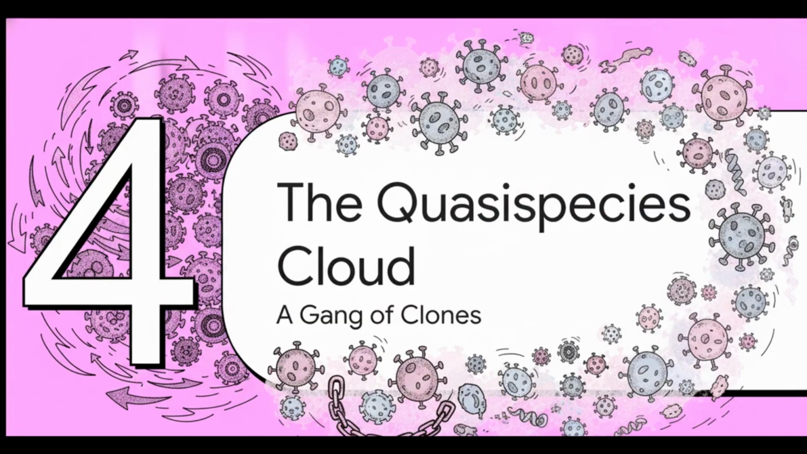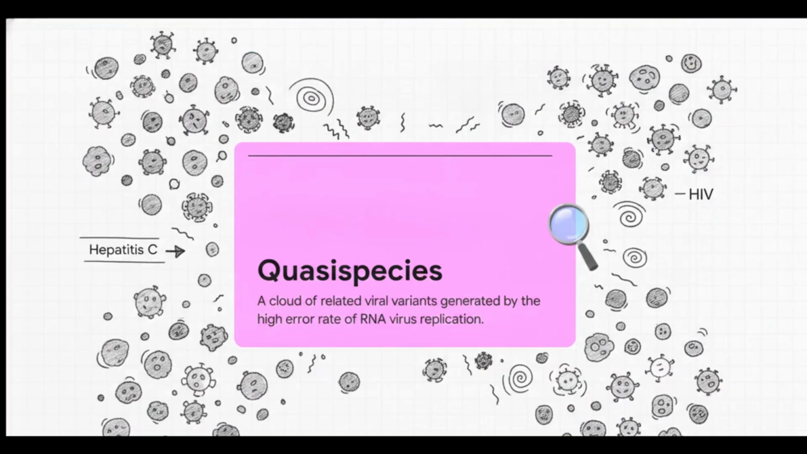Section 4. The quasi-species cloud. A gang of clones. Because of these rapid engines of evolution, we really have to rethink what an infection actually is. It isn't a single suspect, it's a quasi-species.